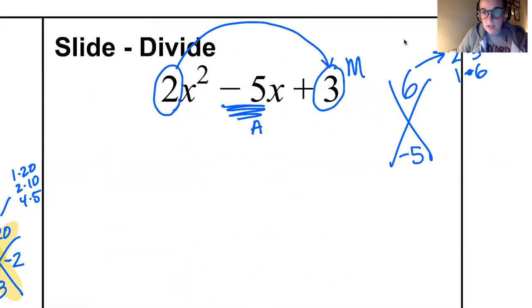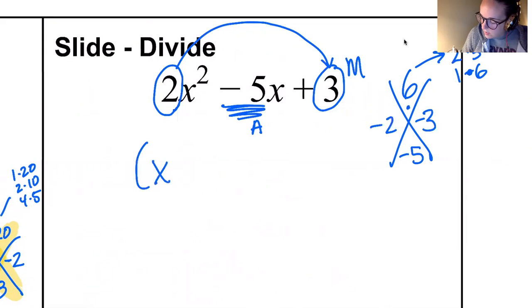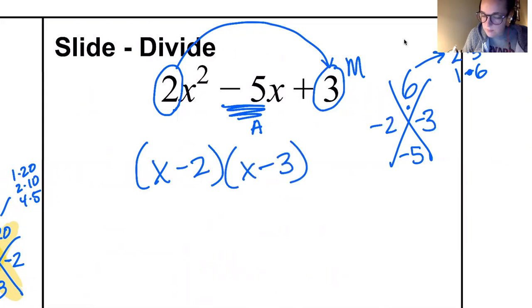If it's positive, that means I need them to be both positive or both negative. So 1 and 6, I don't think that's going to work. I'm going to try 2 and 3, but I need them both to be negative. So -2 times -3 gives me +6. -2 plus -3 gives me -5. Okay, so I'm going to go ahead and write it as x minus 2 and x minus 3.